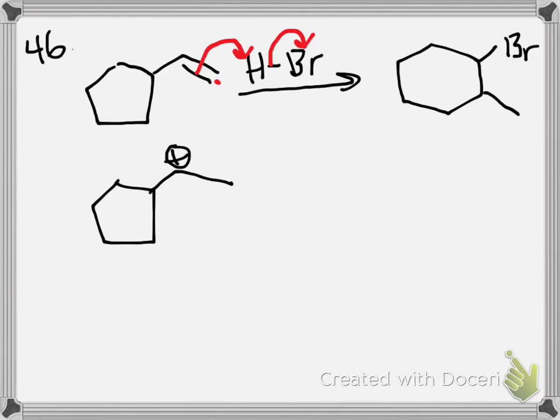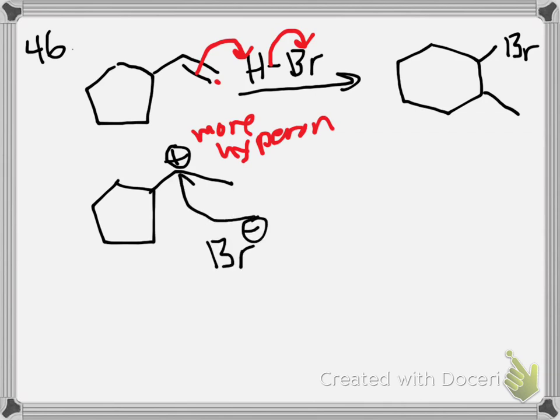That carbocation has more hyperconjugation. And then the Br minus will use a lone pair of electrons to form a bond to that carbon, and you'll form that product. So this is the expected product.